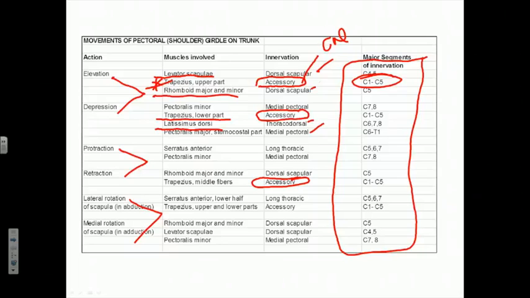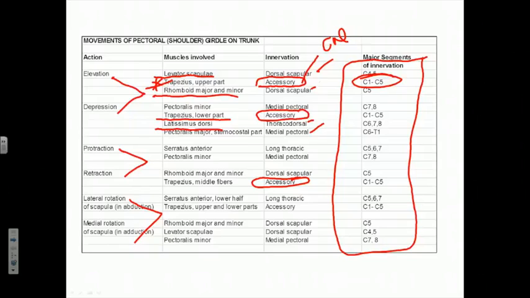So we're going to look through basically these series of muscles and their antagonistic actions, starting with the muscles that elevate and depress the scapula as listed on this chart. But we'll see this chart again as we move to the other actions that the pectoral girdle is involved in.